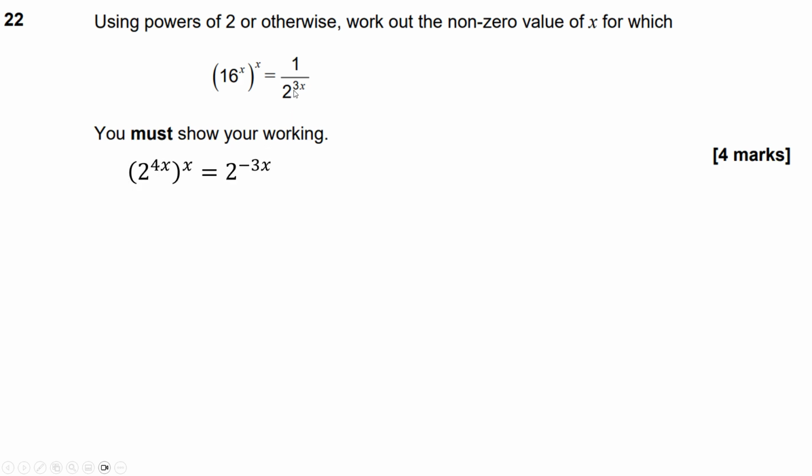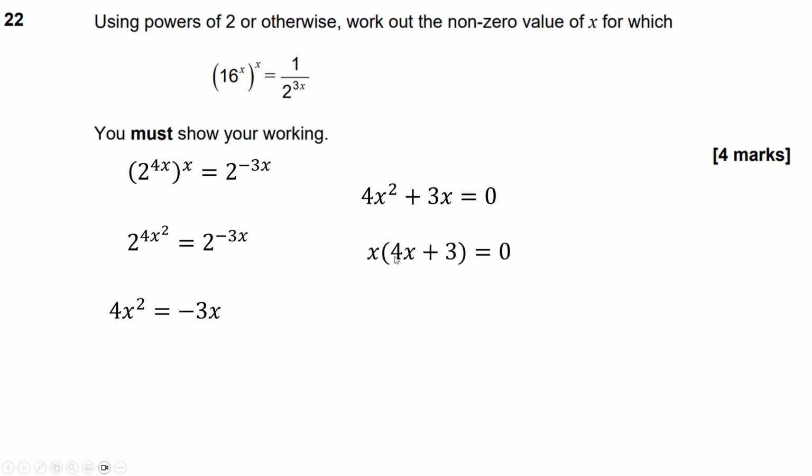And then this is 2 to the minus 3x, because if I had 1 over 2, that's 2 to the minus 1. So you're just taking the reciprocal. Here, a power to a power, you just multiply them, so you have 2 to the 4x squared equals that. And then because the base is now the same, you can just make the powers equal. Add 3x to both sides, and then factor out an x. So x equals minus 3 over 4.